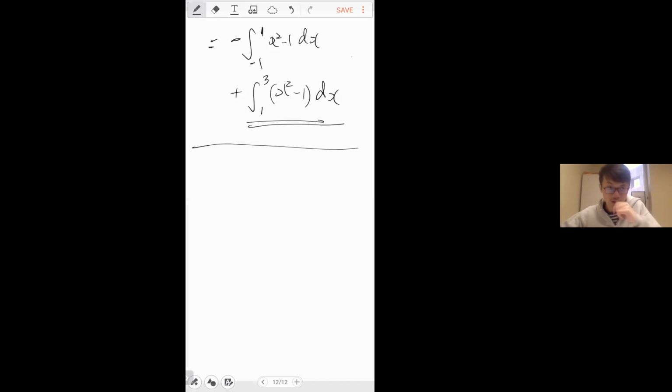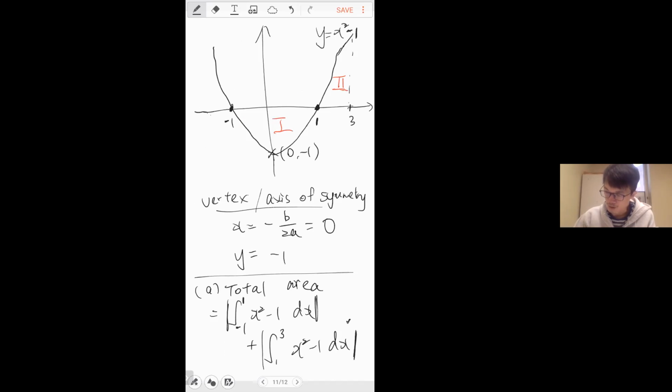And to answer your question, Ryan, is this the same thing as finding the displacement? No. If x squared minus 1 is your velocity, the first part will be counting the total distance traveled. Ryan, does it make sense?